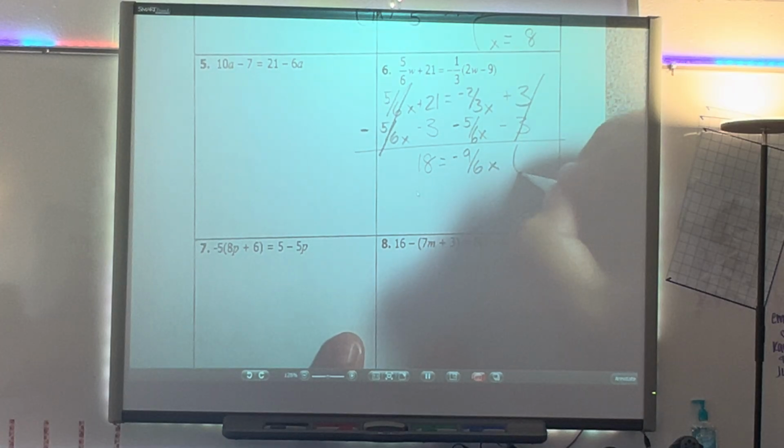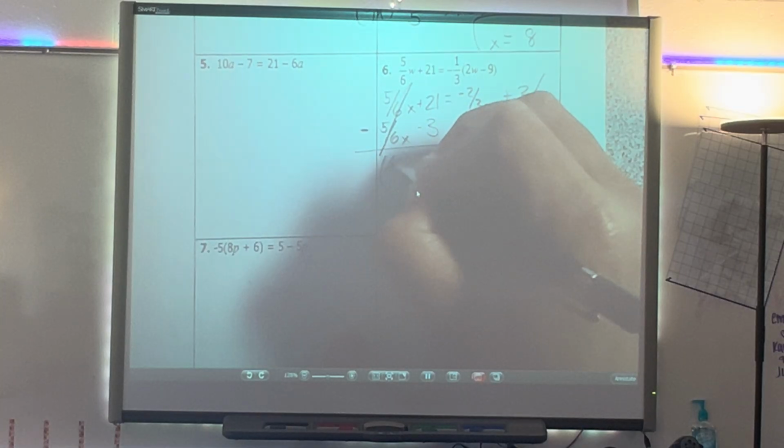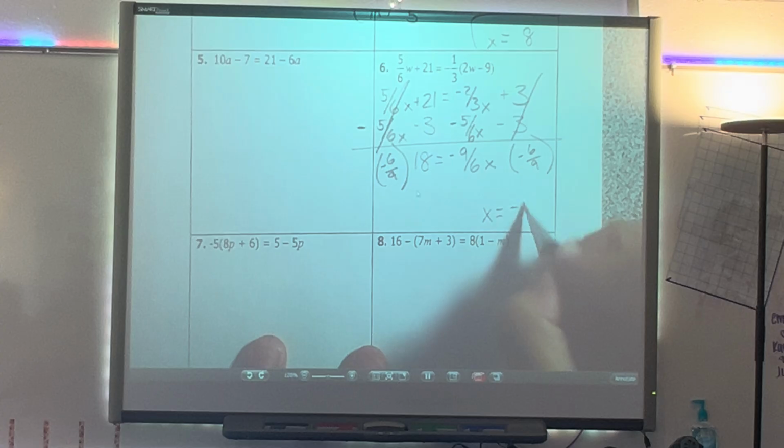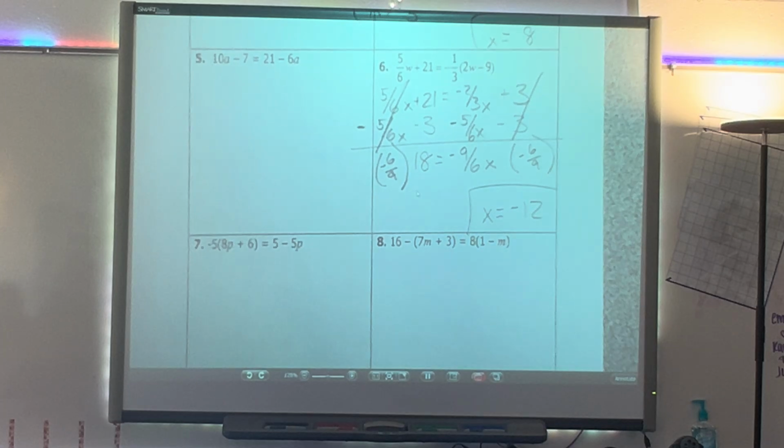Yep, I'll multiply both sides by negative 6 over 9. Alright, so 18 divided by 9 leaves me with 2 times negative 6 is negative 12. So X is equal to negative 12 there. And you can plug it in and check it.